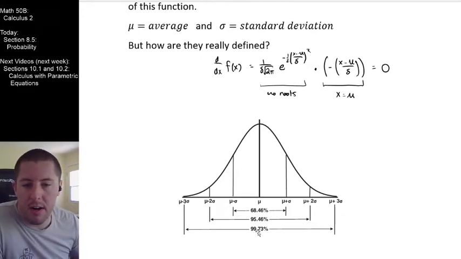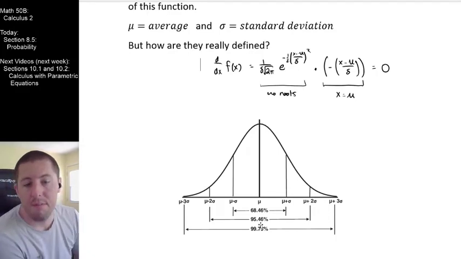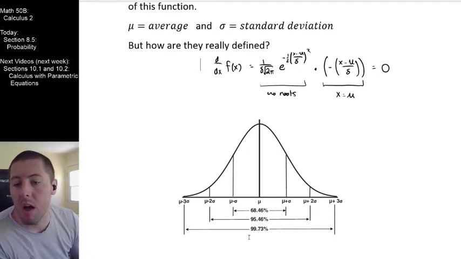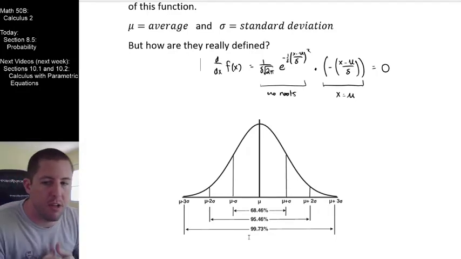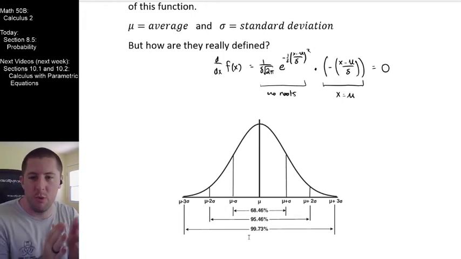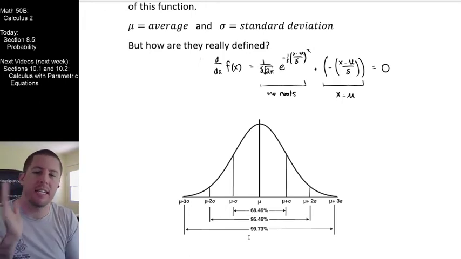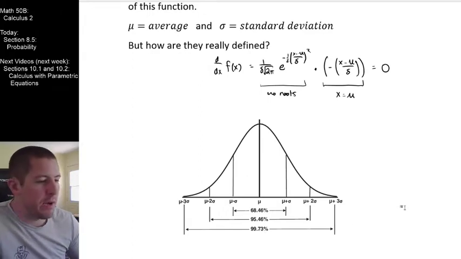What you can kind of see here is that almost all outcomes for anything that's normally distributed fall within this range. 99.7% of all outcomes are between 3 standard deviations below and 3 standard deviations above. So it's typically the case that we only talk to within 3 standard deviations because that's basically everything out there. We're only missing about 0.3% of all possible outcomes.